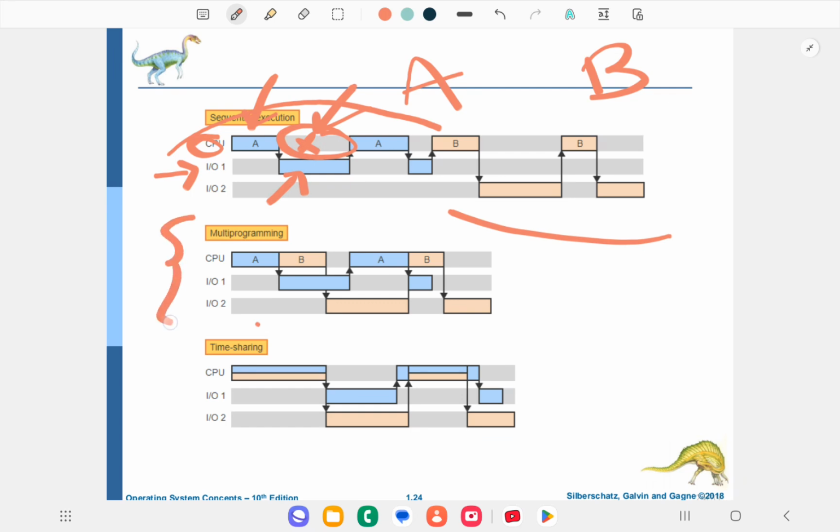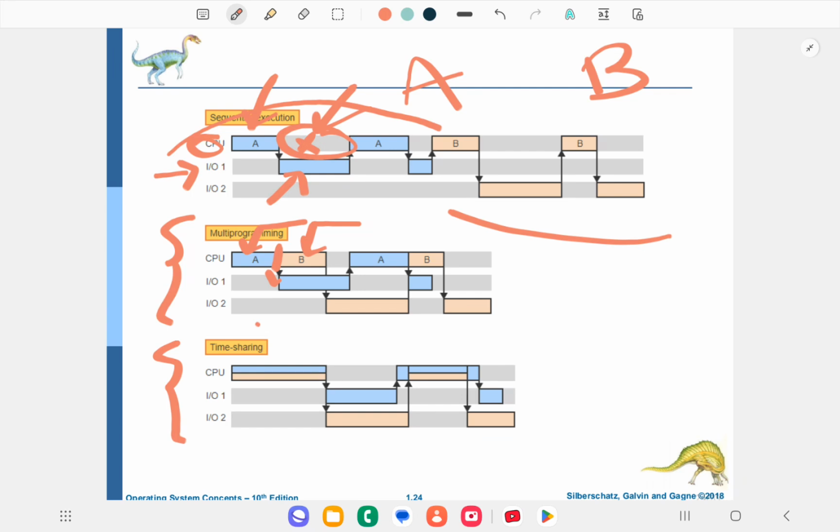Now with multi-programming, we start a CPU cycle, and then when A has to switch to an I/O operation, instead of leaving the CPU idle, we allow process B to start its CPU cycle. Then when A is done with its I/O execution, it goes back to the CPU again, and so on. Now, after that, time sharing started to emerge.